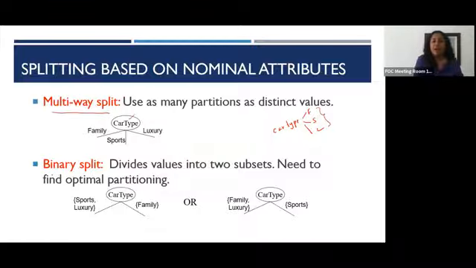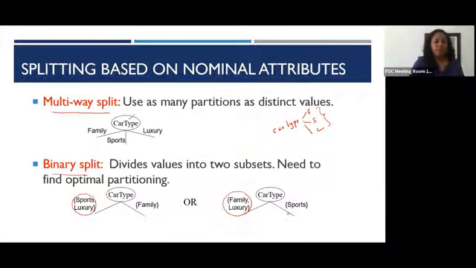If you want a binary split, of course, you have to group two of these together. Maybe you can put sports and luxury together, or family and luxury together, or you can put family and sports together. When you are doing binary, you have to group them because there are three occurrences. You can't have three branches because that is multi-way. When you want binary, you have to group them together. I hope it's clear.